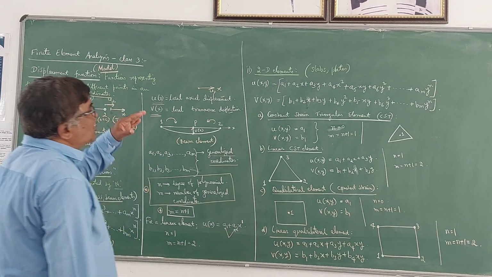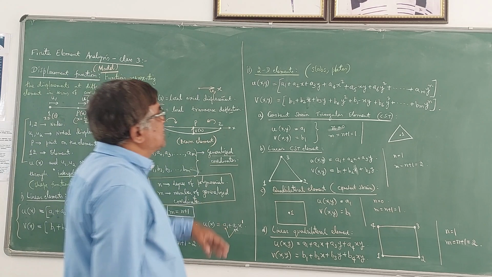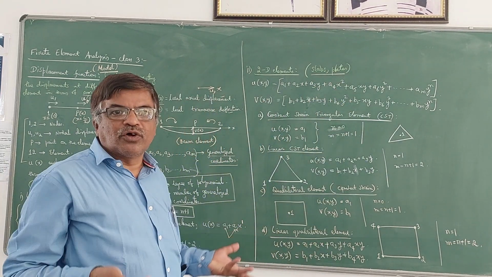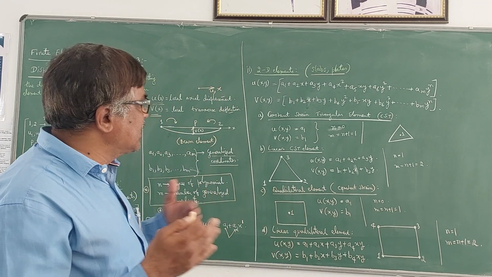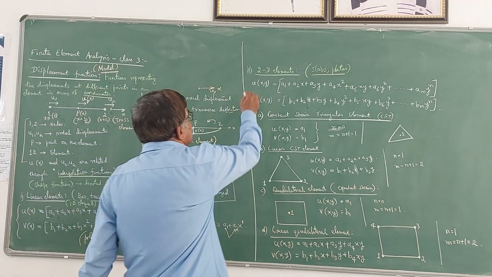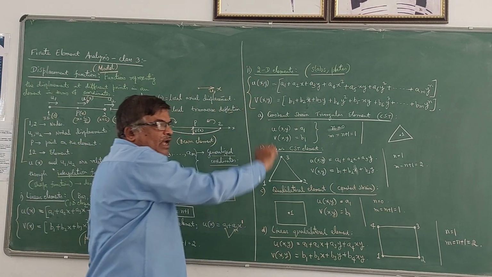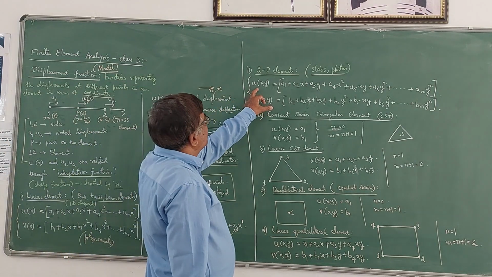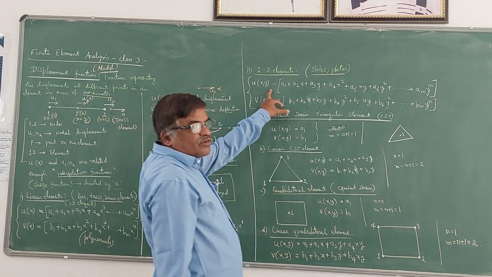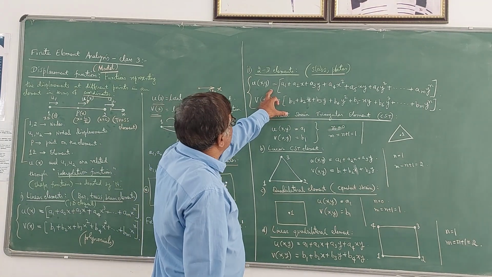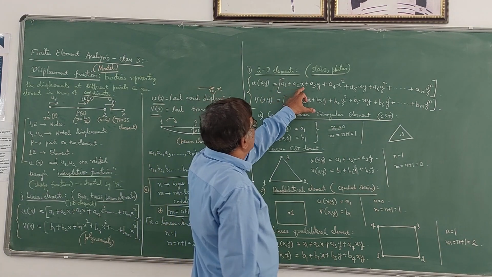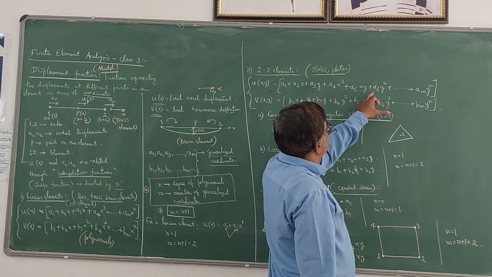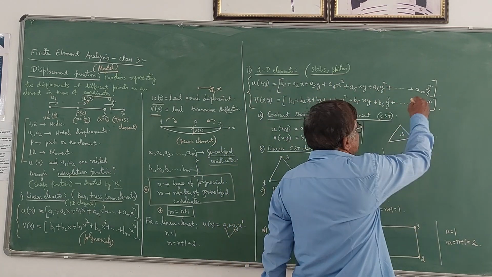Now suppose you take a 2-dimensional element. 2-dimensional elements we normally observe in slabs and plates, where you will have both x and y directions. In such a case, the displacement model can be assumed using these polynomial functions. You can see here u of x, y. So instead of x, you are going to have x and y both here: a1 plus a2x plus a3y plus a4x square plus a5xy plus a6y square plus etc.